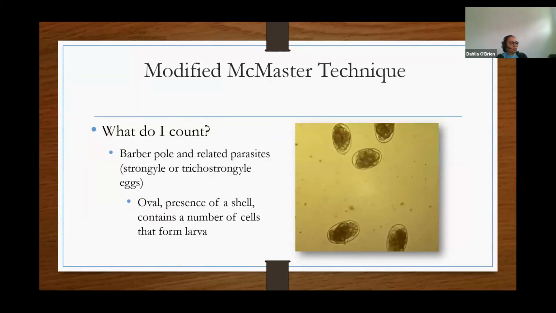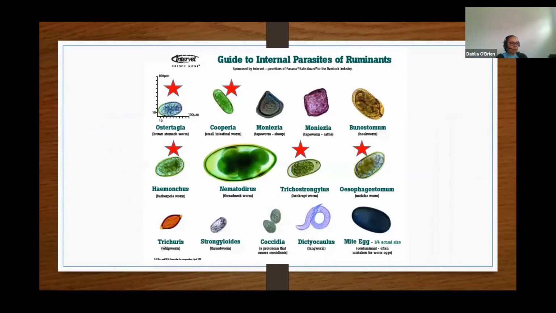So what do you count when you're looking in those lanes or looking at that MatMaster slide? You're going to want to count all the barber pole and related parasites. And I know I've said this before, but those are your strongyle eggs. They're oval in shape. You look at them in that diagram, they've got the presence of a shell, and then they've got a number of cells inside, and these are the cells that develop and form that larvae. I've mentioned also before that if there was any temperature abuse of that sample, then you'd actually see a developing larvae inside. You can actually make out the larvae, and you might see it moving around. So that's what you want to count.